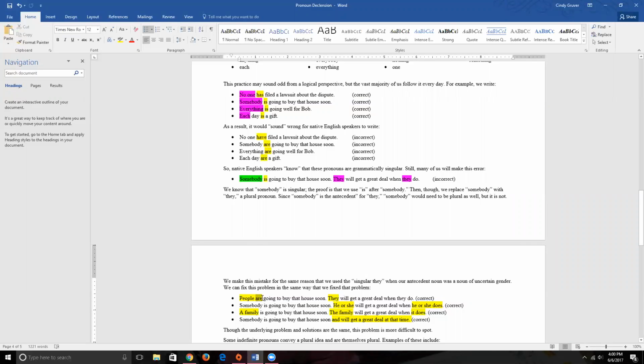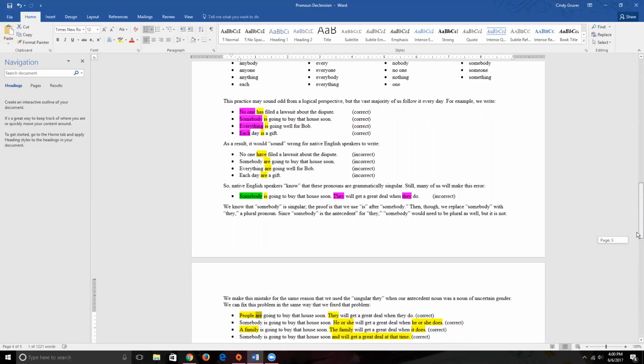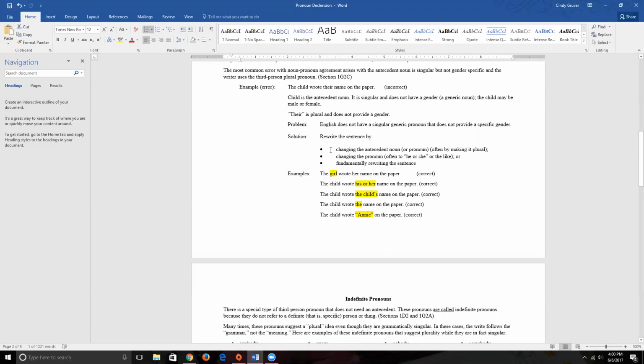And by the way, this is a proofreading problem that often presents itself. We remember to change the noun to a better noun, but we forget that when the noun is in the subject section, we're going to have to get subject-verb agreement, and so we need to also check our verbs to make sure that they are in agreement with our subject, noun, or pronoun in this case. And then the they is just fine. So that's strategy number one, going back to our list of strategies: changing the antecedent noun or pronoun, often by making it plural.